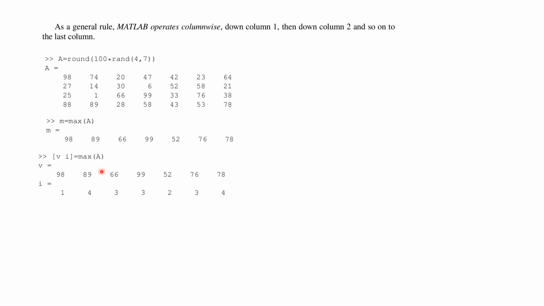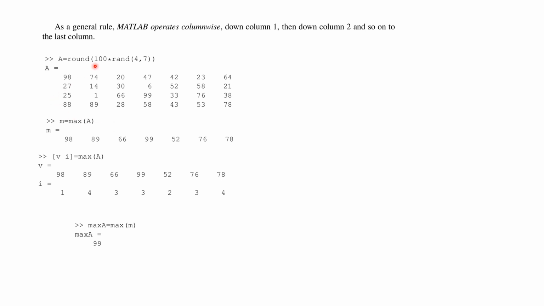There's an extension of that function. If you give it an output of the max function with two components, [V,I], V is the value and I is the index. So working down this column here, it picks out the maximum value, V, 98 in this case, and its position in this column was 1. Looking down the second column, it picks out the maximum, which is 89, and it records its index. It was the 4th element in that column.